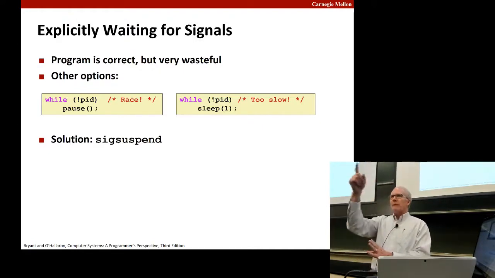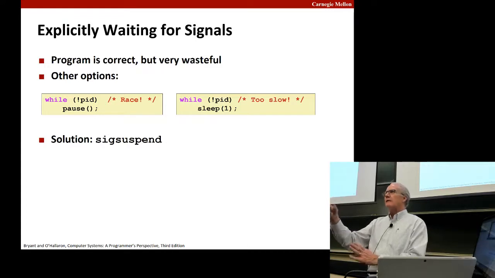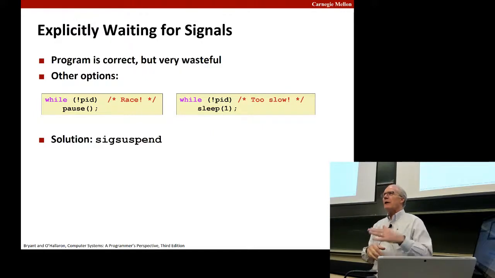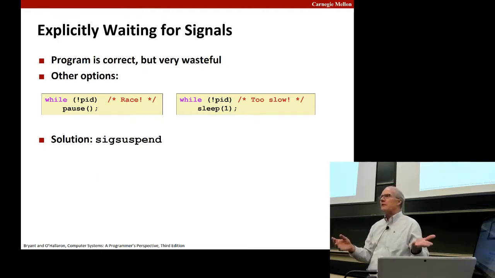It fires up the signal handler. The signal handler completes and reaps the child. It runs the signal handler before it actually starts the call to pause. Well, now pause is waiting for a signal, but that signal's already come and gone. So now it will basically hang in pause forever.